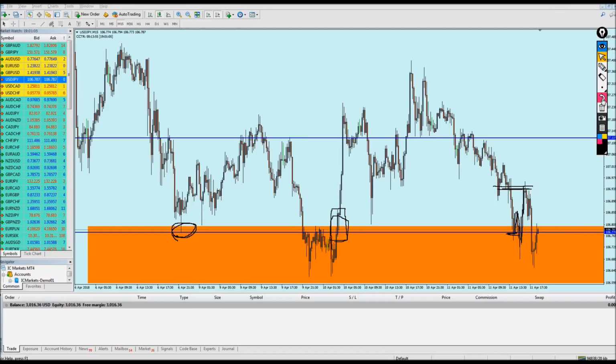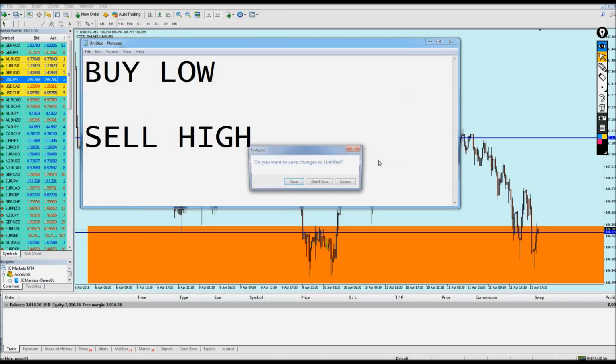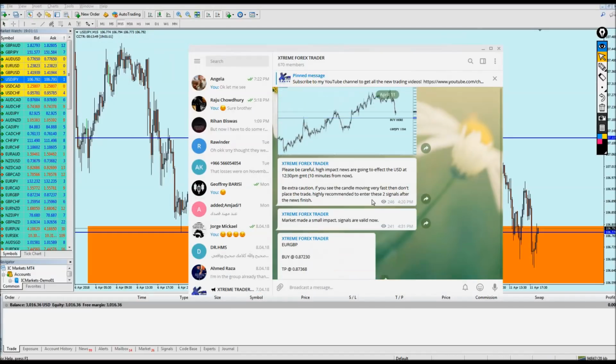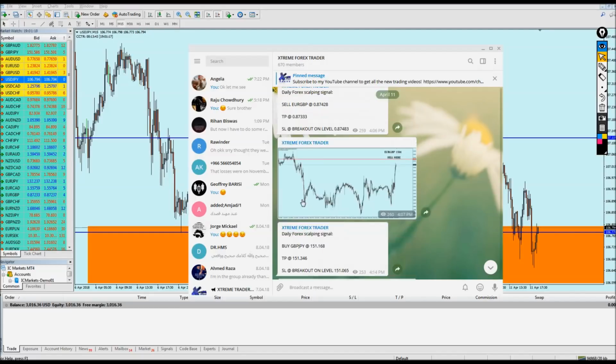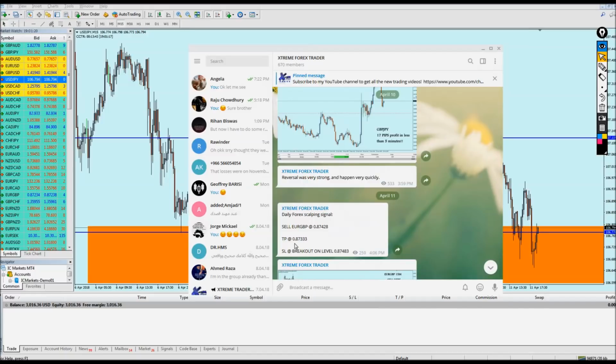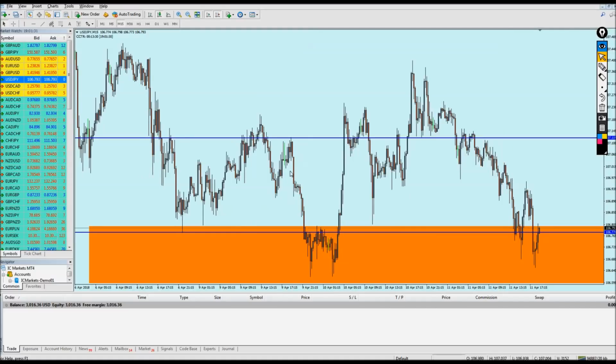Now, the most important part about signals. When I'm sending a signal, I'm telling you that you have to stop loss at breakout on 87173. And even in the previous one, I said stop loss at breakout on level 087. What do I mean by stop loss at breakout? Let me explain to you.